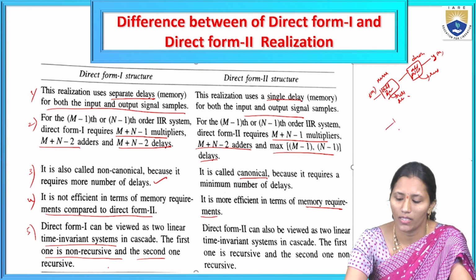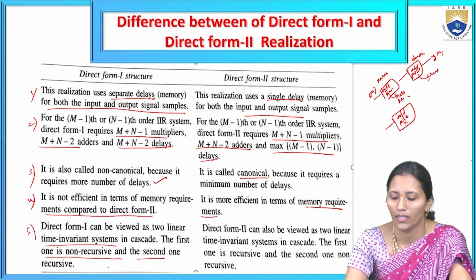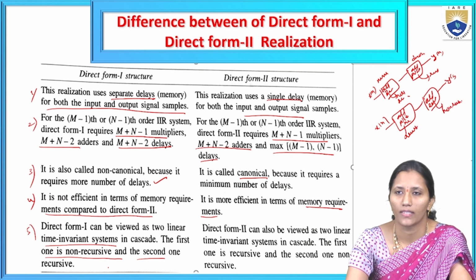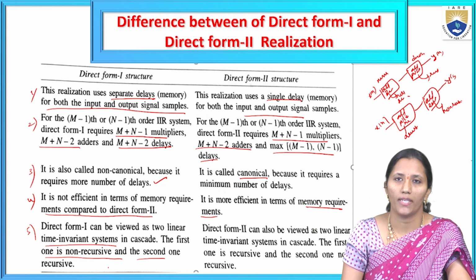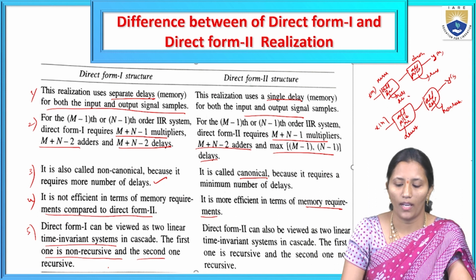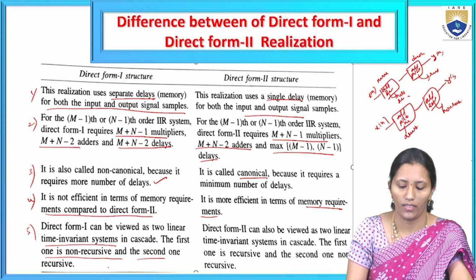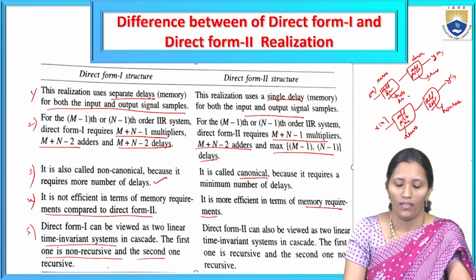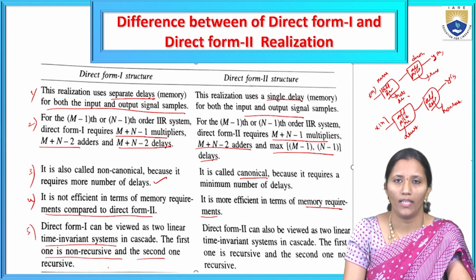In direct form 2, first we realize the all pole system, followed by the all zero system. So here it is recursive and then non-recursive structure. Okay. So the basic differences between the direct form 1 and direct form 2 realizations are discussed now. In the next session, the remaining realization structures will be discussed.